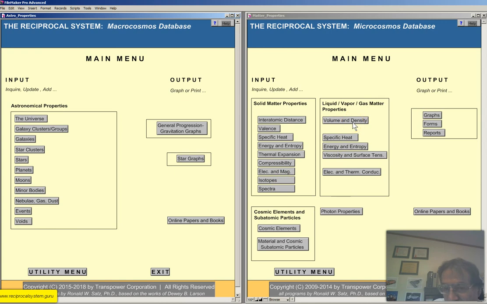This program calculates volume and density, specific heat, energy and entropy, viscosity and surface tension, electrical and thermal conductivity. Also includes properties of the cosmic elements, which are inverse to our material elements, right here, and material and cosmic subatomic particles. It also includes photon properties. Has a nice graphing package as well. We'll be getting to this database module very shortly, probably next week.